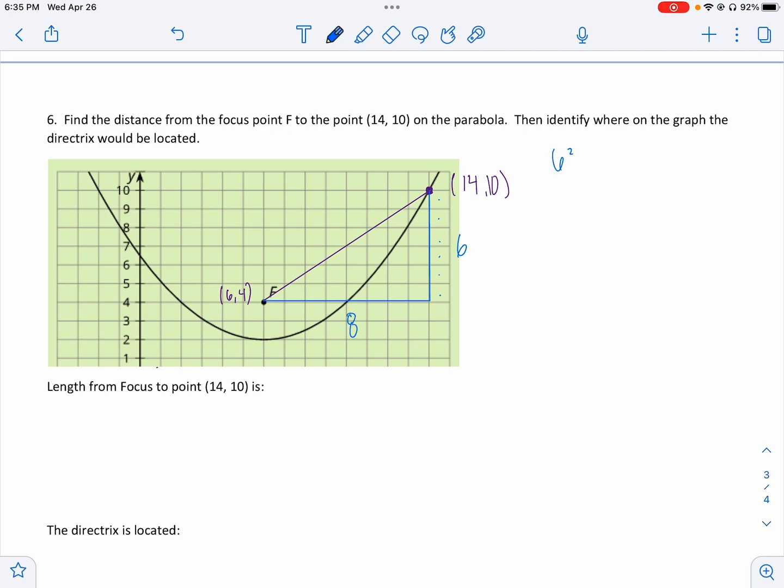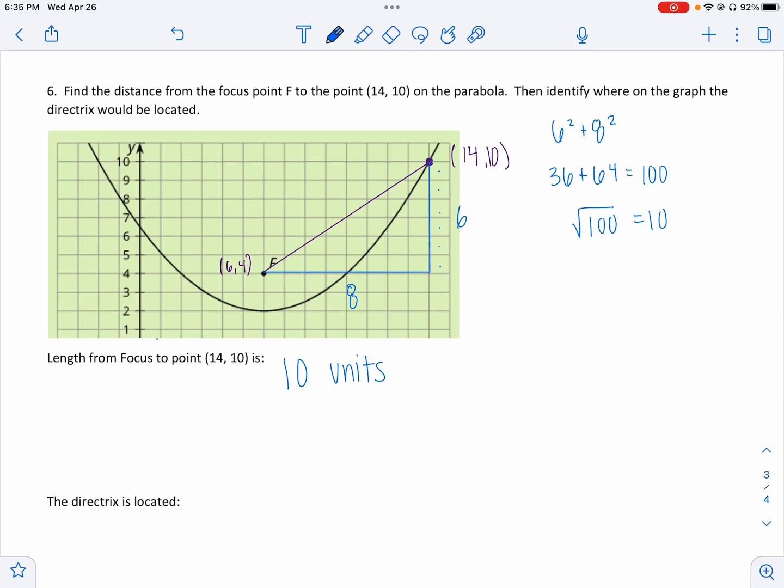So 6 squared plus 8 squared, that's going to be 36 plus 64. This is going to be equal to 100. Take the square root of 100, that equals 10. So the length from the focus to 14, 10 is 10 units.